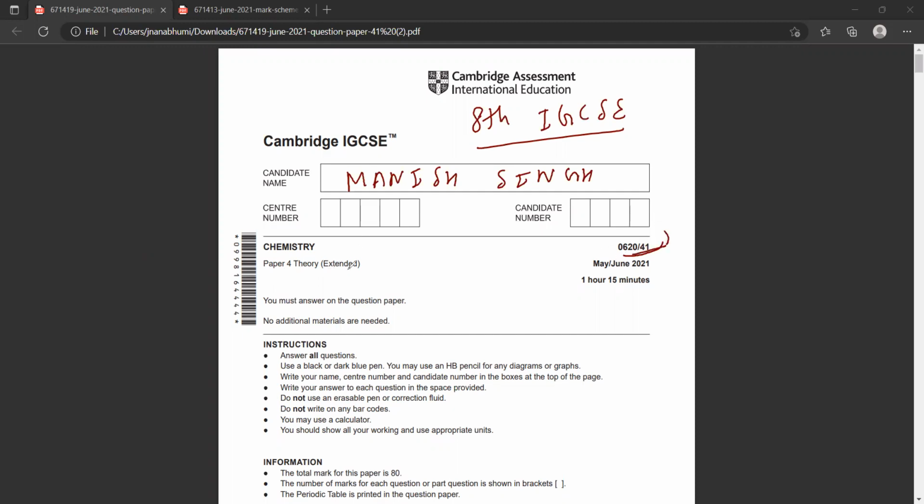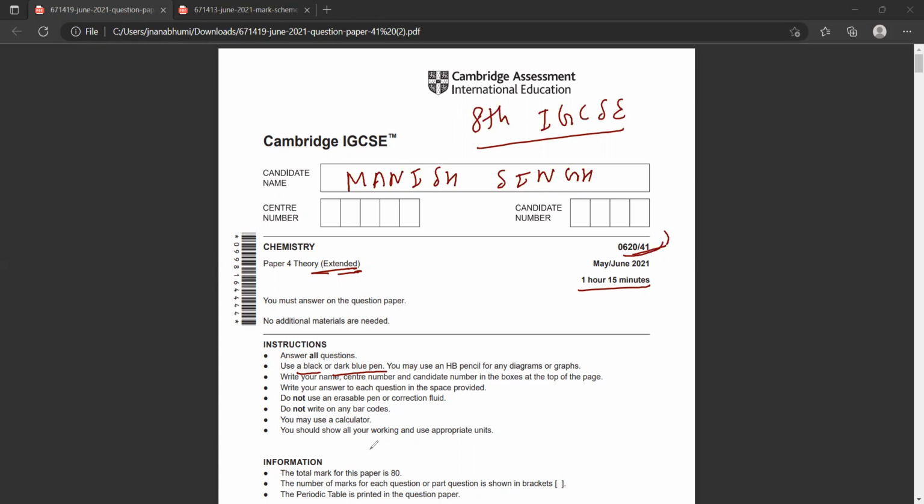So this is the extended part of chemistry. Extended means whole syllabus. It is of 1 hour 15 minutes. We have to use a black or blue pen for writing the answer. So I will change to blue. And don't erase anything.